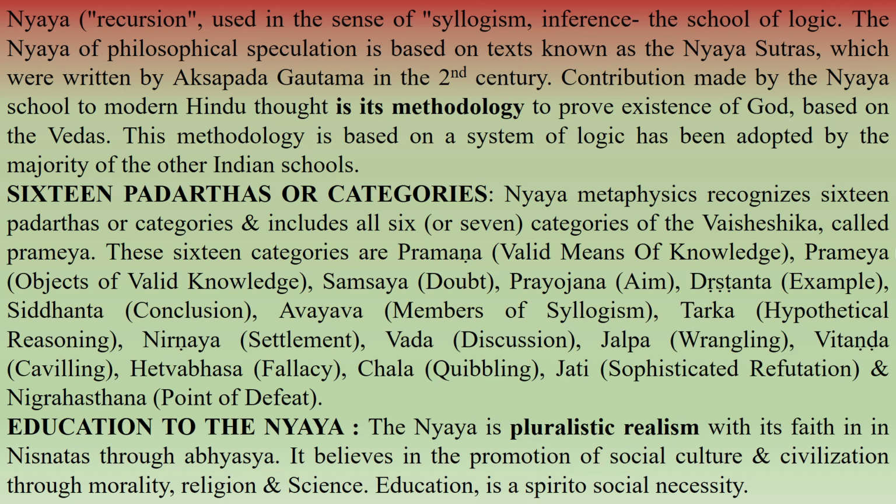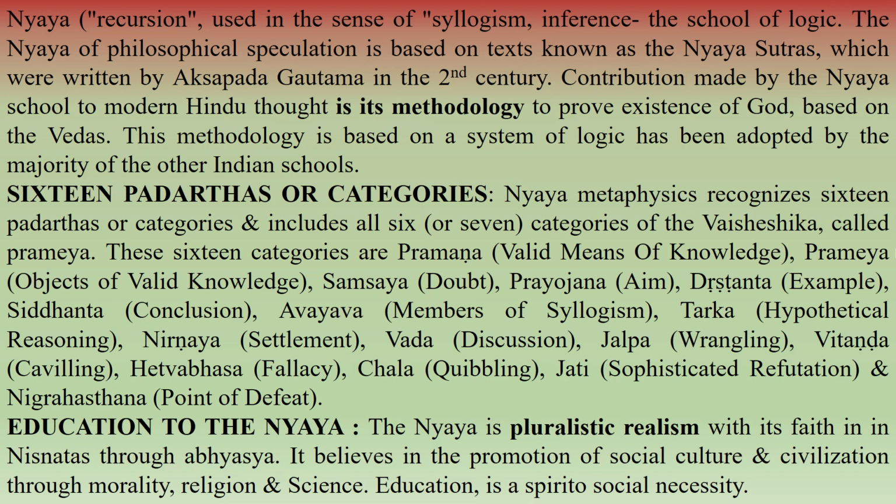This methodology is based on a system of logic that subsequently has been adopted by the majority of other Indian schools, orthodox or not. 16 Padarthas or categories. The Nyaya metaphysics recognizes 16 Padarthas or categories and includes all 6 or 7 categories of the Vaisheshika in the second one of them, called Prameya.